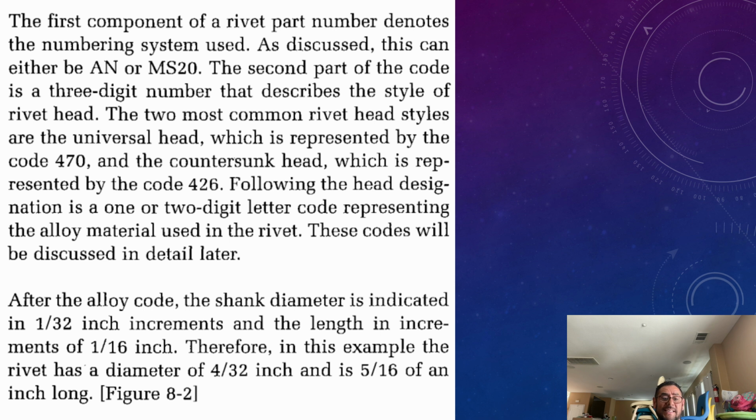Following the head designation is a 1 or 2-digit letter code representing the alloy material used for the rivet. These codes will be discussed in detail later in the slides. After the alloy code, the shank diameter is indicated in 1/32 inch increments, and the length in increments of 1/16 inch. Therefore, in the example, the rivet has a diameter of 4/32 inch and is 5/16 of an inch long in figure 8-2.